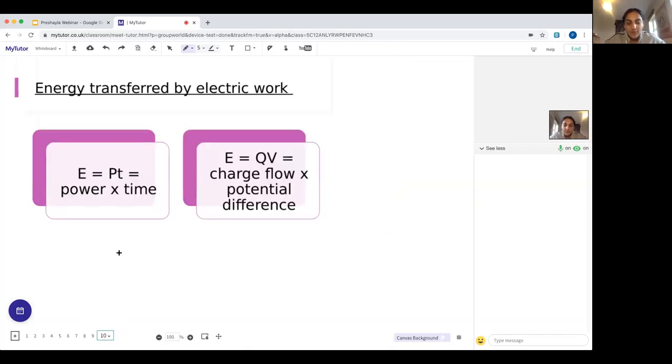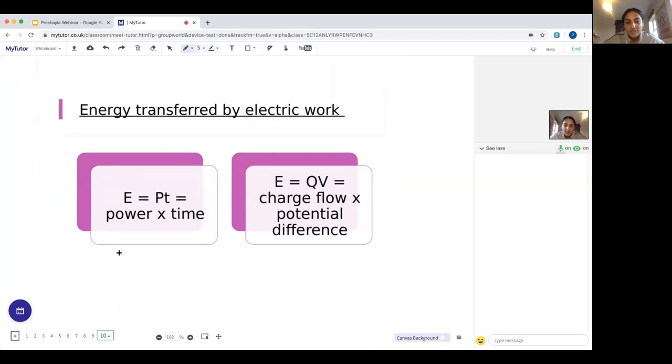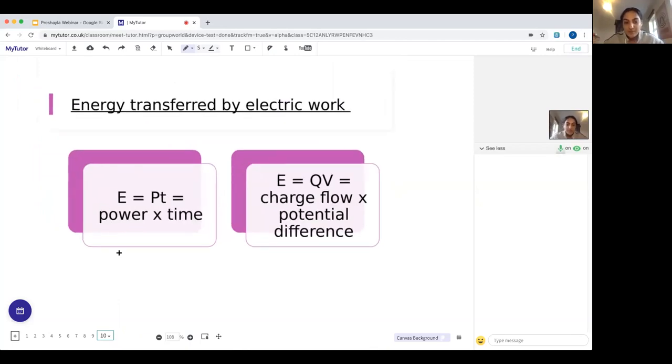Then we went on to talk about the two equations for energy. So we just talked about the two equations for power. Now we're talking about the two equations for energy. This is energy related to electrical work, so electrical energy. So this doesn't apply for kinetic energy, gravitational potential energy, none of those. This is only for electrical energy, okay?